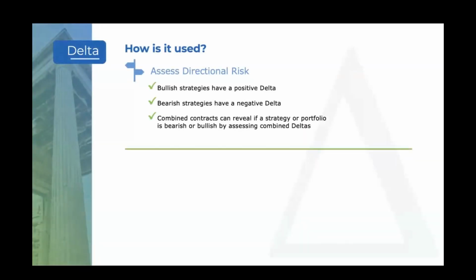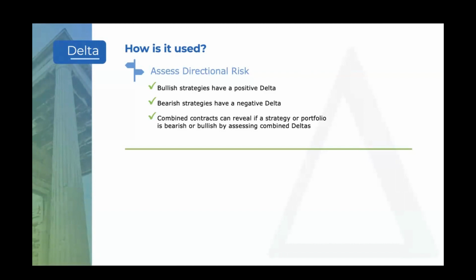So let's bring this back. How would we utilize delta? Well, delta is used to assess directional risk. You can net options together, and if they are a positive delta netted together, it's going to be a bullish strategy. If it's a negative delta netted together, it's a bearish strategy.